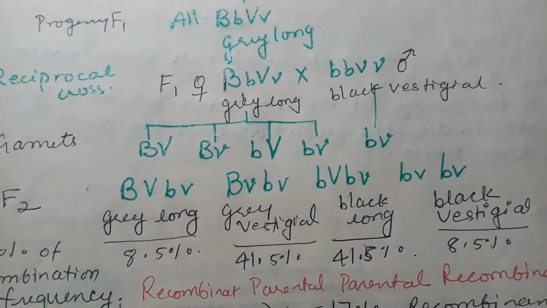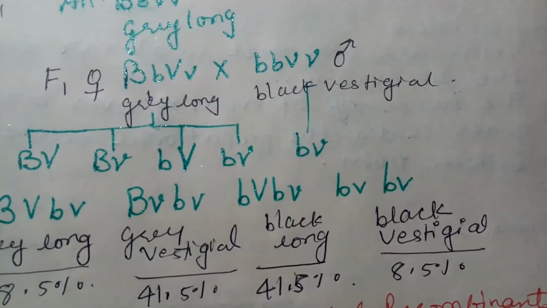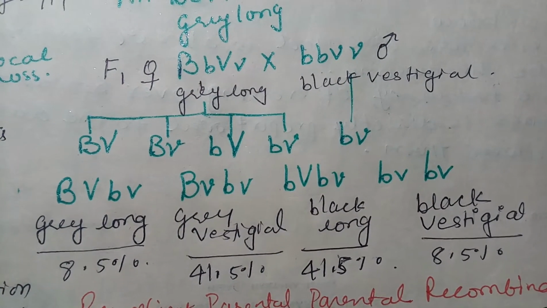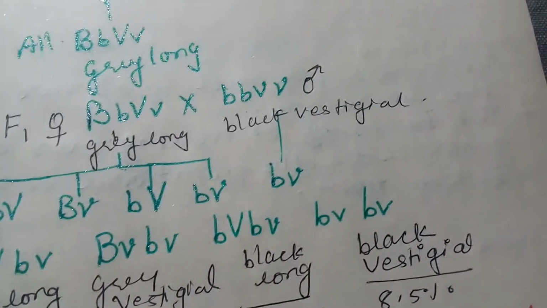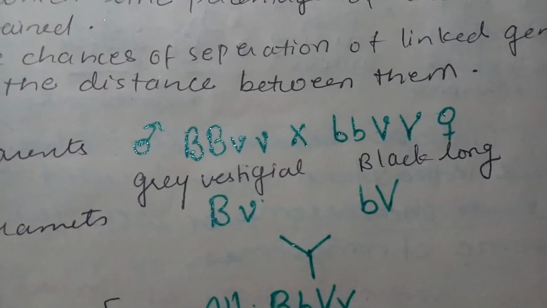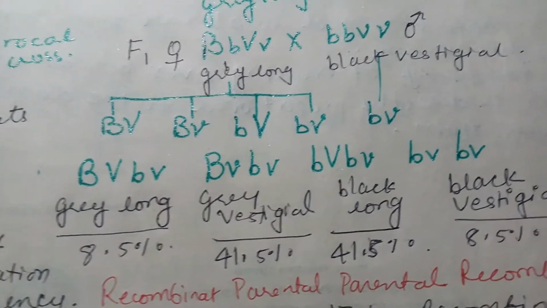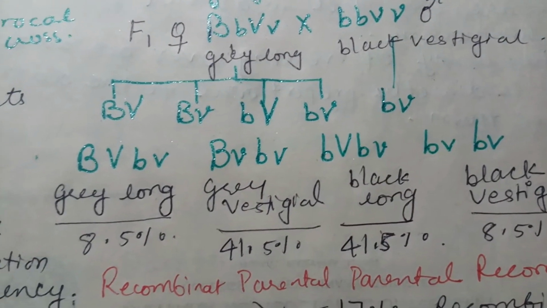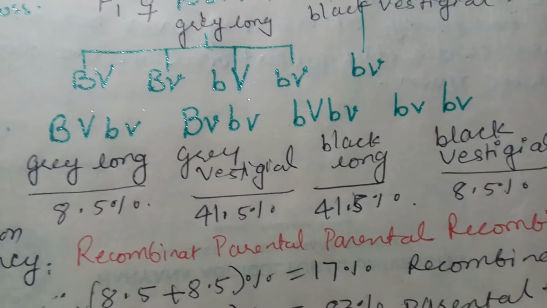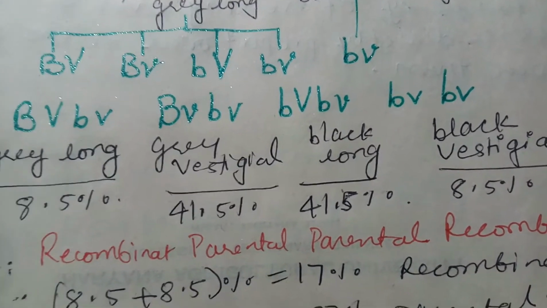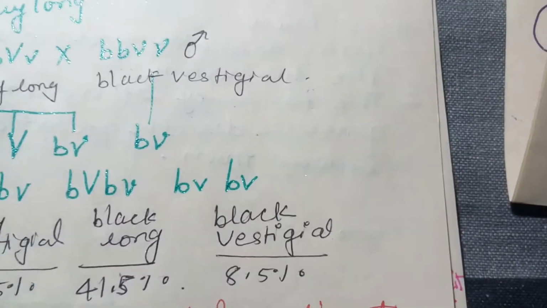When Morgan did this cross, he found that gray long and black vestigial are the recombinants, whereas gray vestigial and black long are the grandparental combination. Now if you calculate their recombination frequency, we'll come to what recombination frequency is; first try to understand here. He was able to calculate that it is 41.5% and 41.5%, whereas in the case of recombinants it is 8.5% and 8.5%.